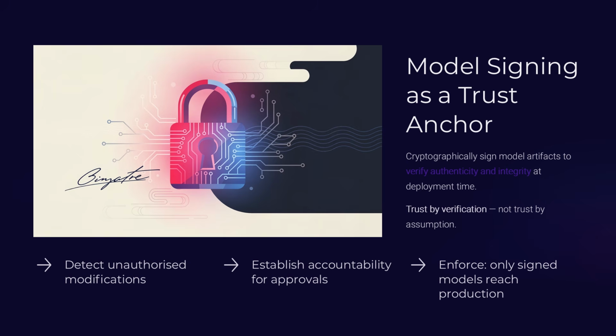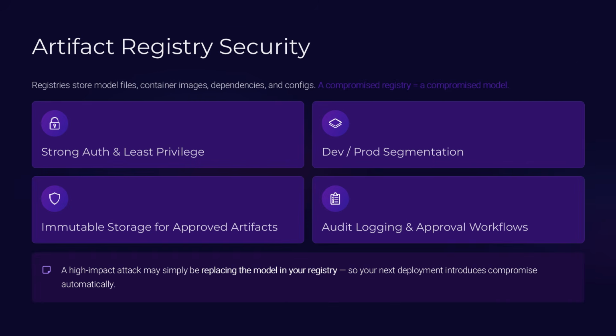For enterprise architectures, model signing should not be optional. It should be required for any model entering production environments, especially models sourced externally or shared across teams. Model signing also enables policy enforcement. For example, you can enforce that only signed models from approved identities can be deployed to production. This is how you move from trust by assumption to trust by verification. Now that you understand signing, let us look at where signed artifacts typically live.